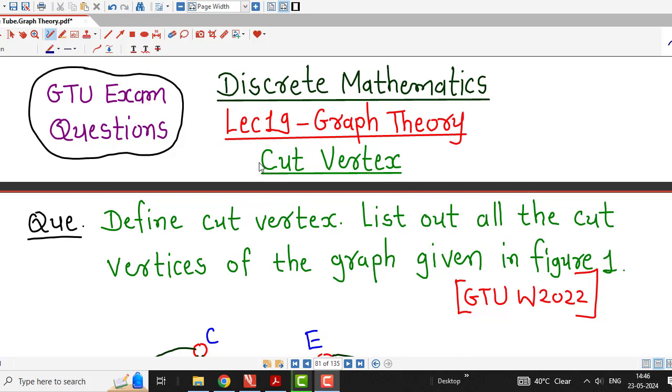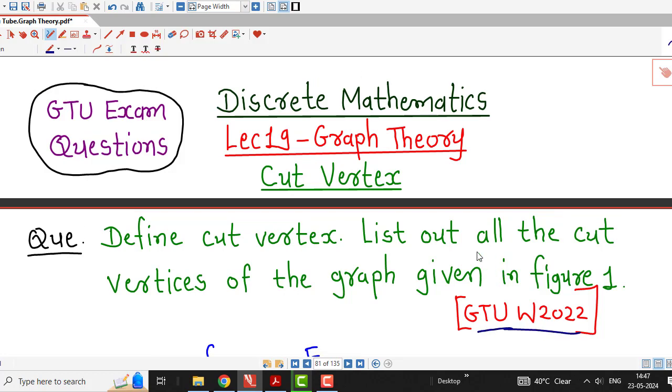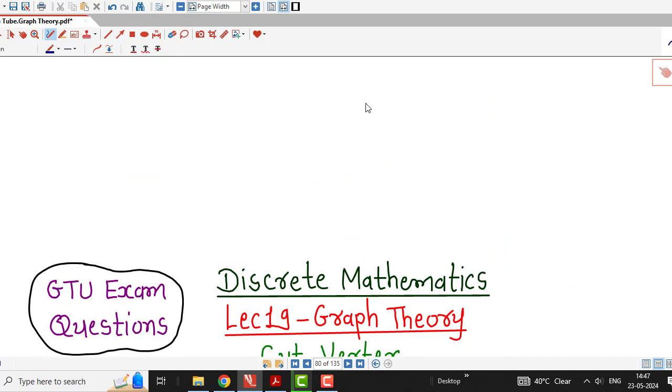In the previous lecture we have defined cut vertex of a graph, and in this lecture we are going to discuss one question on cut vertex which was asked in the GTU Winter 2022 exam. First we recall the definition of cut vertex.